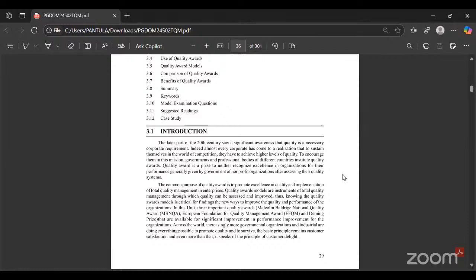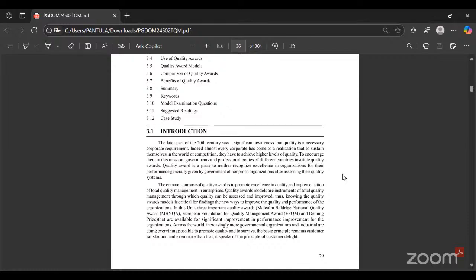Indeed, almost every corporate has come to the realization that to sustain themselves in the world of competition, they have to achieve a higher level of quality. To encourage this mission, governments and professional bodies of different countries instituted quality awards. The quality award is a prize to recognize excellence in organizational performance, generally given by government or profit organizations after ascertaining a higher quality system. The common purpose of the quality award is to promote excellence in quality and the implementation of total quality management.